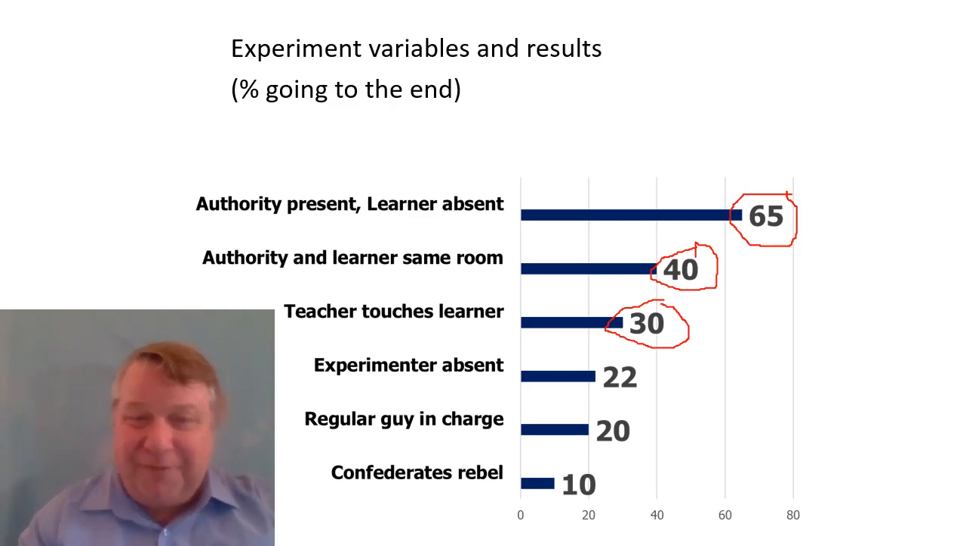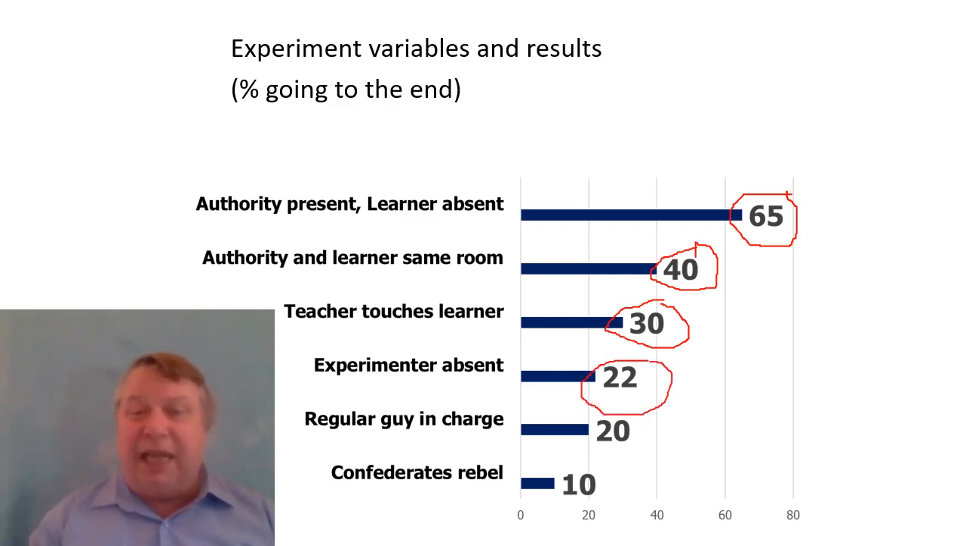And they continued. Now the real drop starts to come when the experimenter left the room. When the authority figure left the room, then participation, or full participation, dropped to only 22%. So that's from 65 to 22%.